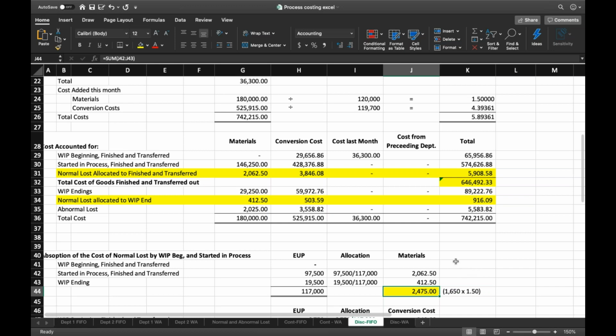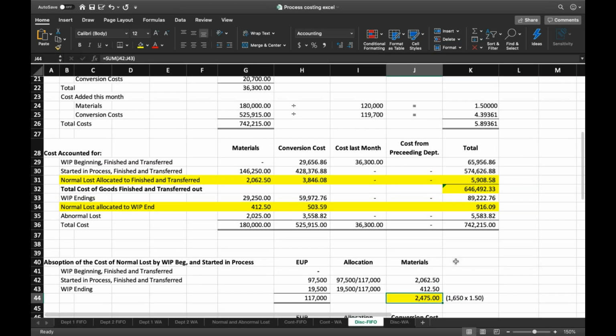Pero, we have to allocate them doon sa mga good units. Now, 60% yung inspection point natin.